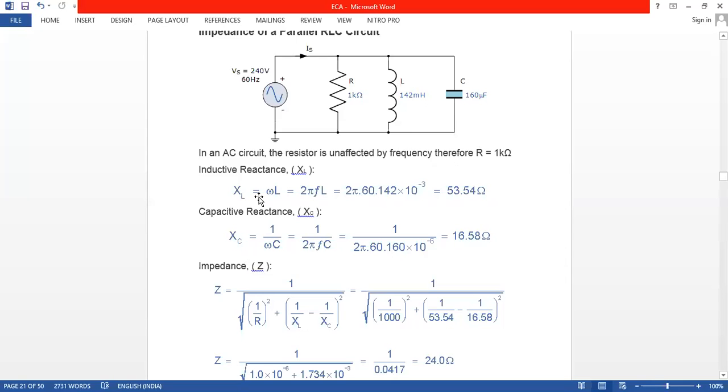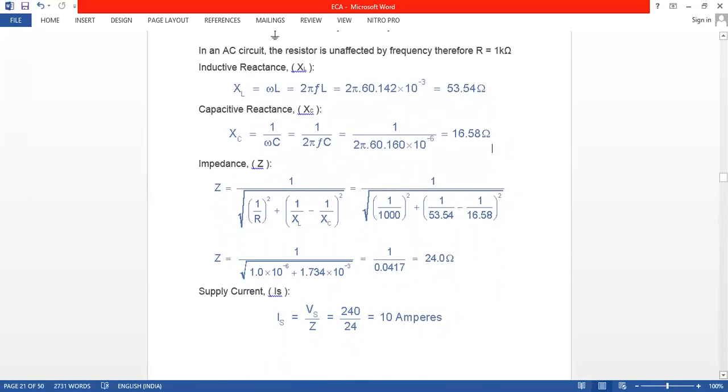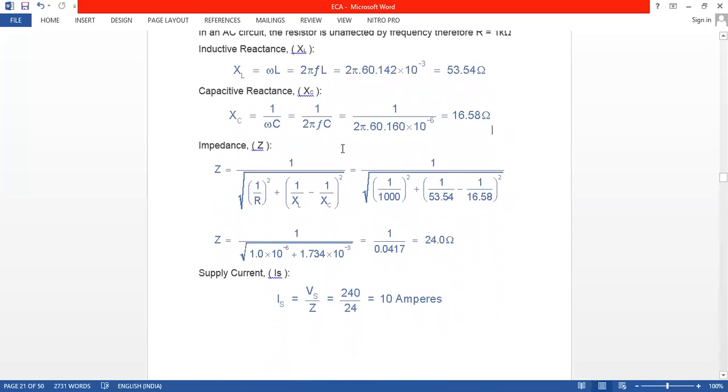And what should be the formula? XL minus XC or XC minus XL? The formula should be XL minus XC. But this is the parallel circuit. Therefore, it is not directly Z is equal to root of R square plus (XL minus XC) whole square. For a parallel circuit, what is the formula? Impedance is equal to 1 by root of (1 by R) whole square plus (1 by XL minus 1 by XC) whole square. Understood? Don't get confused. For a parallel circuit, this is the formula.